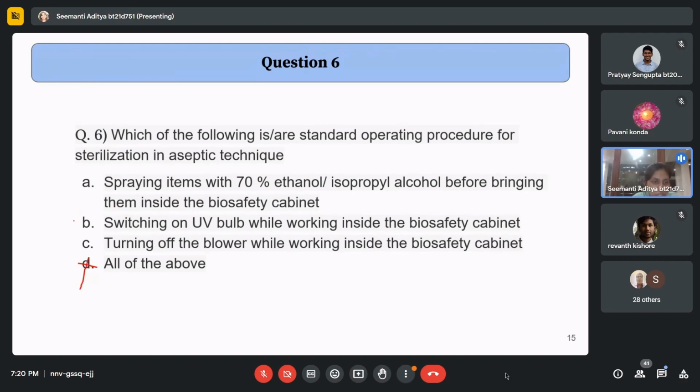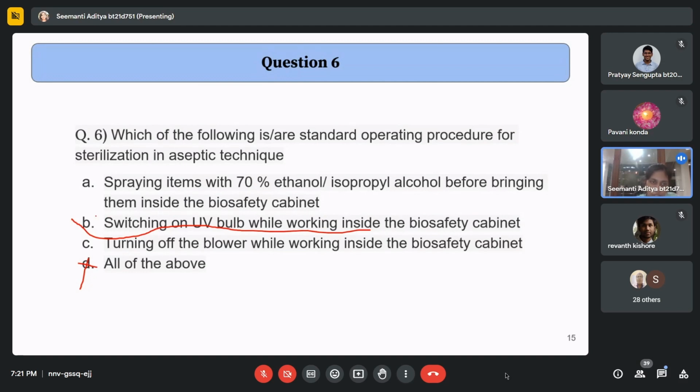If we are switching on UV bulbs while working inside the hood, it is not good at all. UV light is not at all good for your skin, or for your health. So during working, the UV bulb should be switched off. Before working, UV has to be on, and it has to be sterilized for 20 to 30 minutes. After your sterilization with UV, when you go inside the cell culture room, UV has to be off, and then only you have to start working.